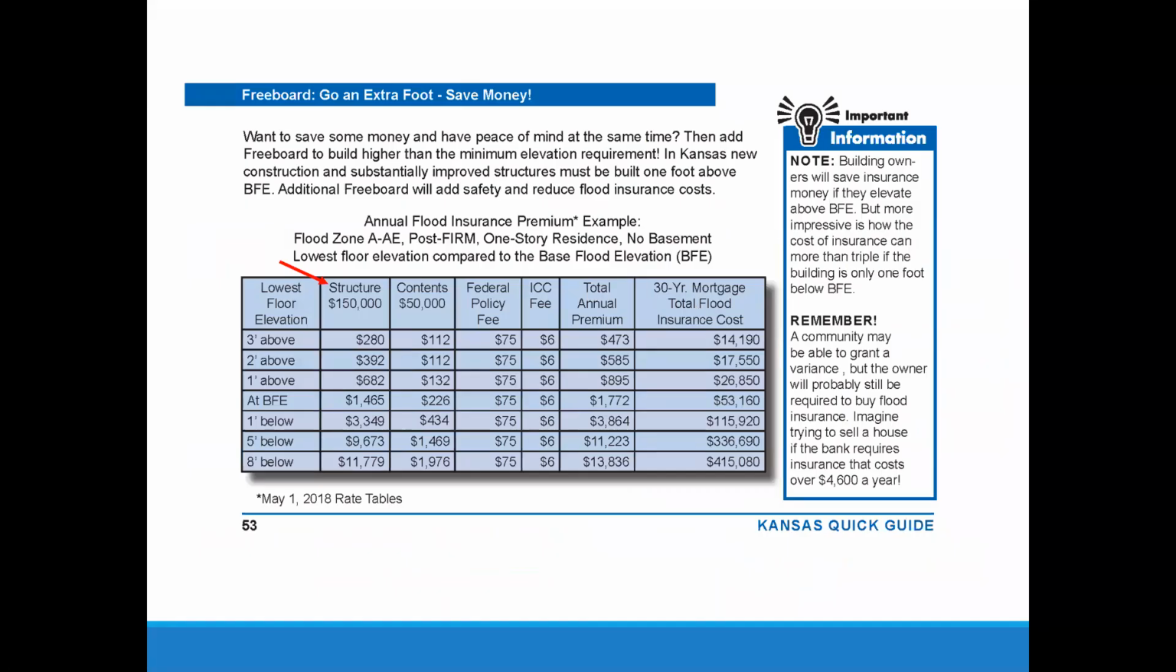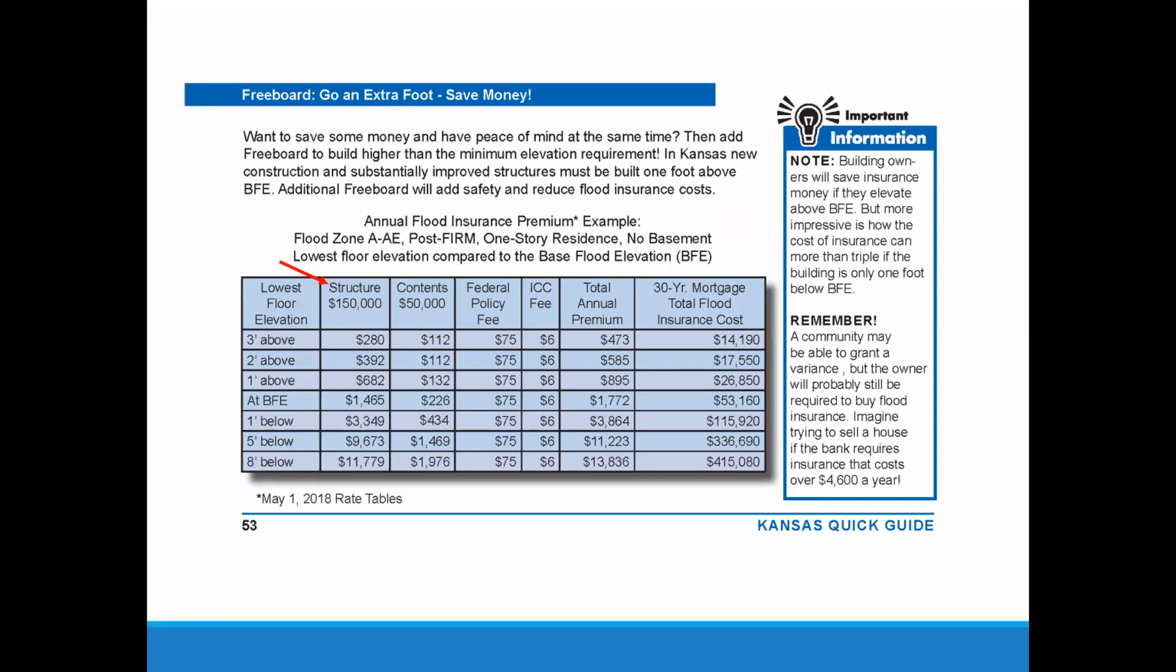This is an insurance rate table from our book, and this table's accurate for 2018. The rates are slightly different now, but in October of this year, there will be a new rating system for insurance called Risk Rating 2.0. But until October of this year, this table is a fairly accurate presentation of how flood insurance works, even though the numbers would be slightly different today.